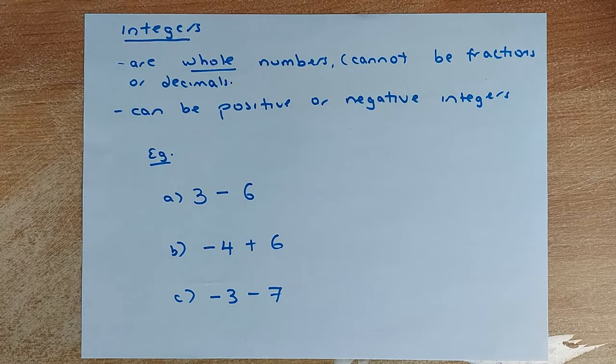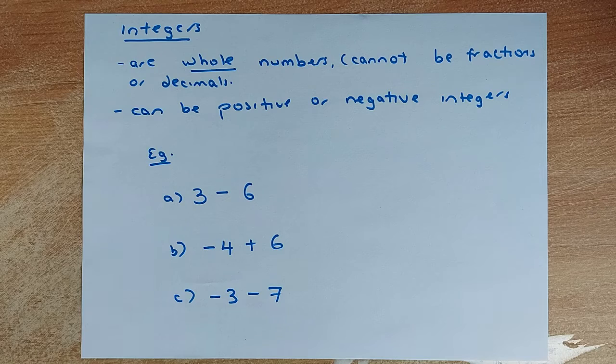So today we are going to learn how to add and subtract integers, followed by multiplication and division of integers. So let's go. For example, we need to define what integers are. Integers are actually whole numbers, so they cannot be a fraction or a decimal. Integers can be positive: 1, 2, 3, 4, 5 are positive integers. Or negative integers could be -1, -2, -3, and so forth.